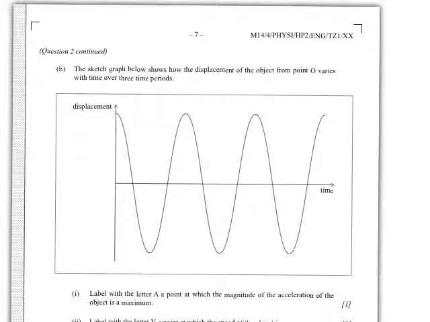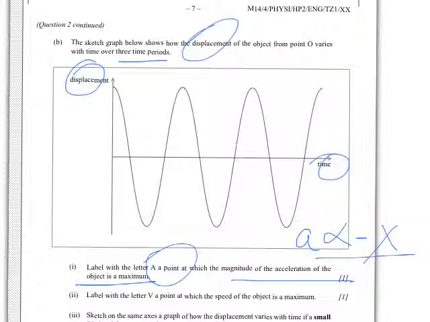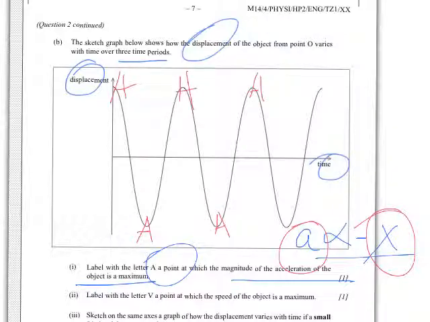Okay, so here we have a displacement time graph for 3 time periods. Part A, label with the letter A a point where the magnitude of the acceleration of the object is a maximum. As you've already mentioned, acceleration is proportional to minus displacement, so they're proportional. Wherever the displacement is a max, then the acceleration will be a maximum. So A would go here, or here, or here, or here, etc.